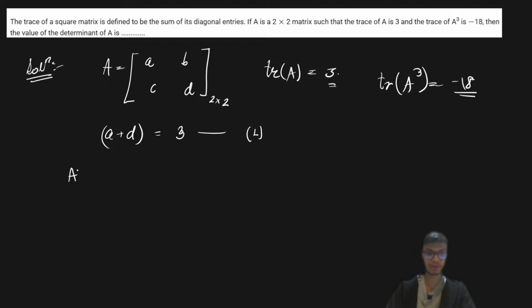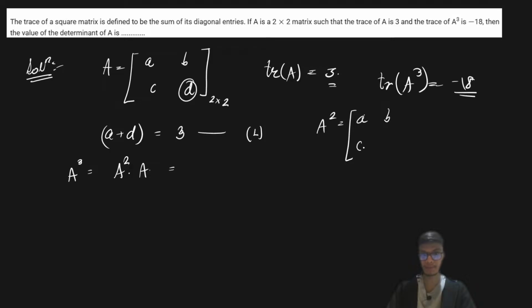Now I also have to figure out what A cube is. In order to find A cube, it will be A square into A, right? So let's first of all find out A square. What I can also do is replace one of the variables. Let's say I replace this D, because I already have an equation with A and D, so I replace this D over here, right?